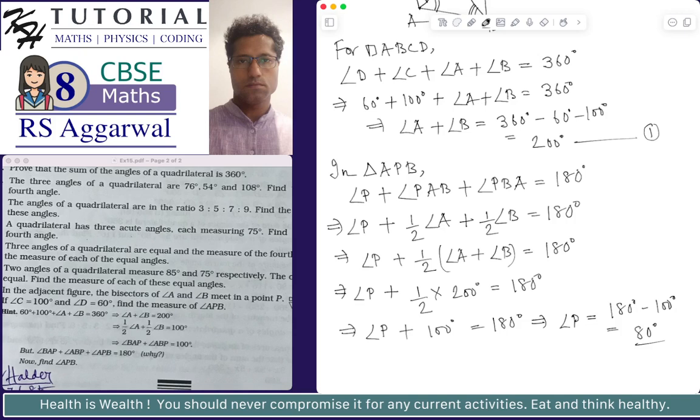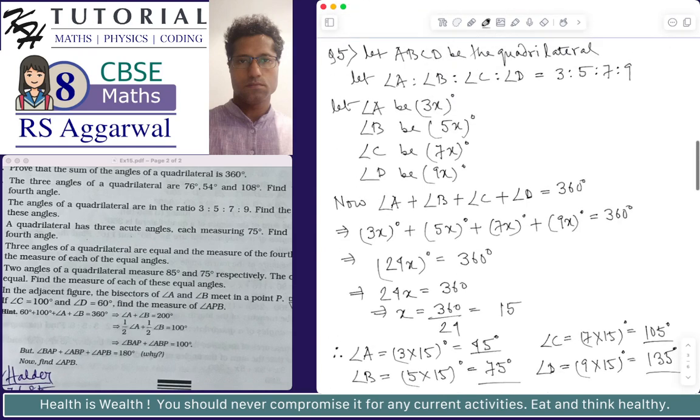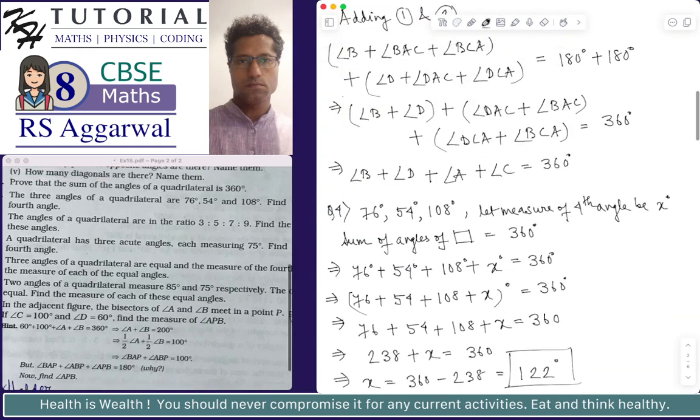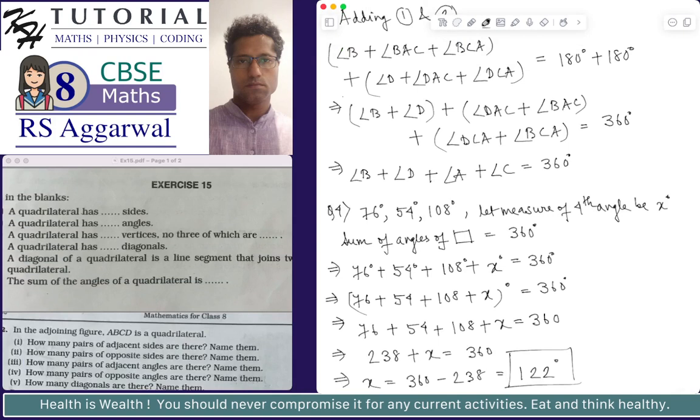Now as you can see that almost every chapter in your course of mathematics, you will always come across word problems, and whenever you try to solve word problems, there are unknowns. There will always be one unknown, and you have to consider that unknown as a variable and solve it. So your concept of solving linear equations in one variable must be very strong. So with this, it comes to an end in solving the problems of exercise 15 of the chapter of quadrilaterals.